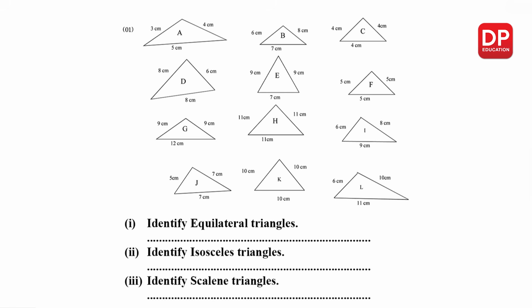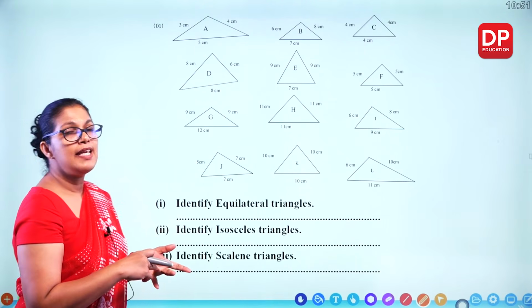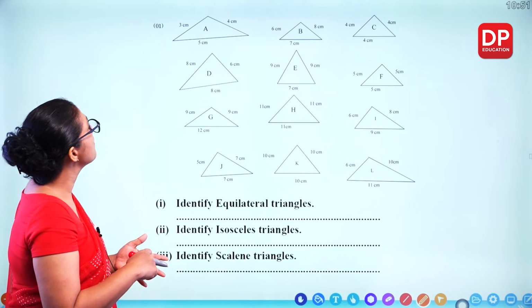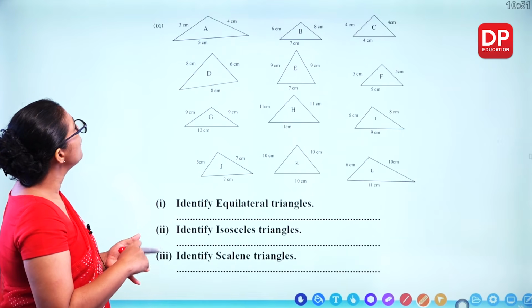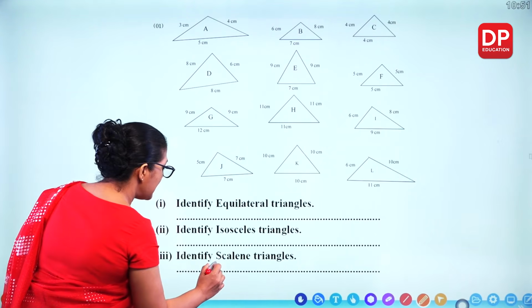You have been given several triangles. Identify equilateral, isosceles, scalene. Equilateral, all 3 sides are equal. Isosceles, 2 sides are equal. And scalene means all sides are different. So we'll take the first one. 3, 4, 5. All different. That's a scalene triangle.